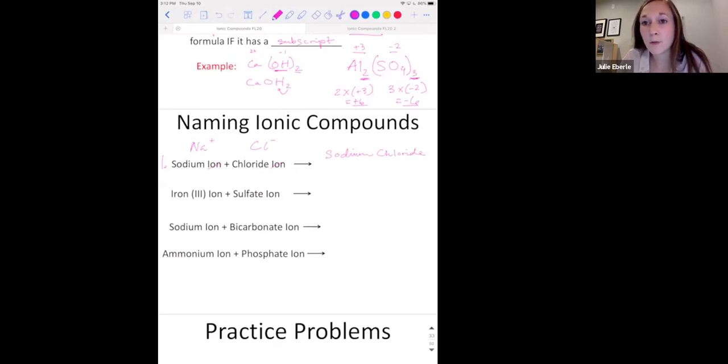Now, what's the formula? The formula is the cation and the anion, and you lose the charges. You don't write the charges in. It's just Na, and we need one each, so we don't have to write the ones. It's just NaCl. Okay, so that was a simple one. What about this one, number 2? Iron, what does that 3 indicate? Roman numeral. What does that mean?